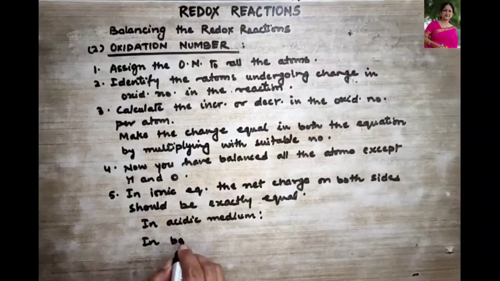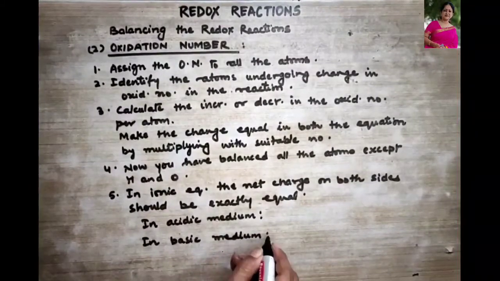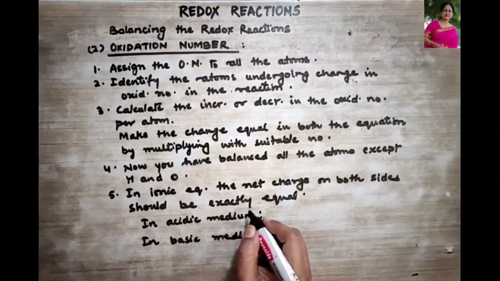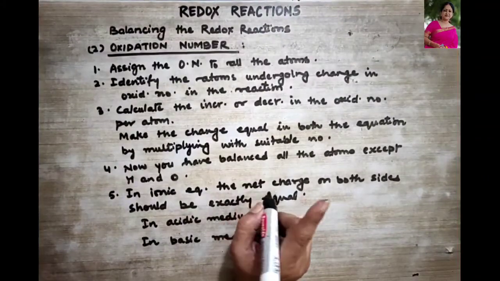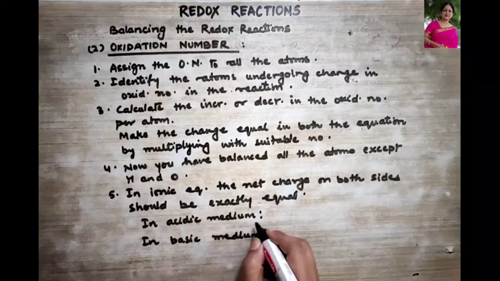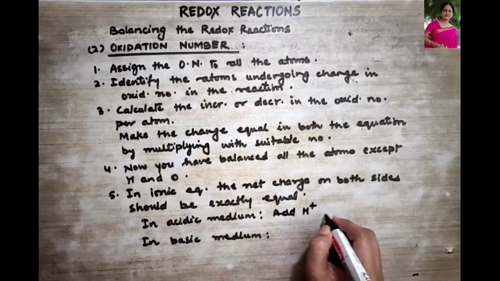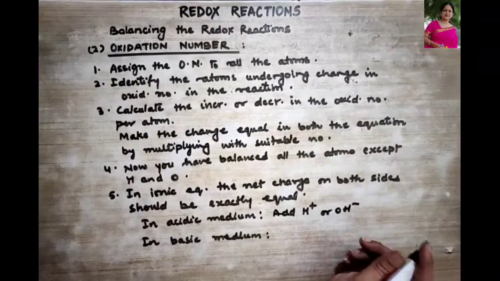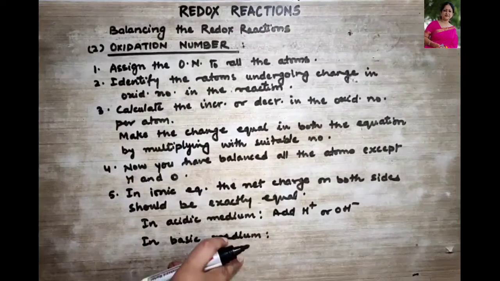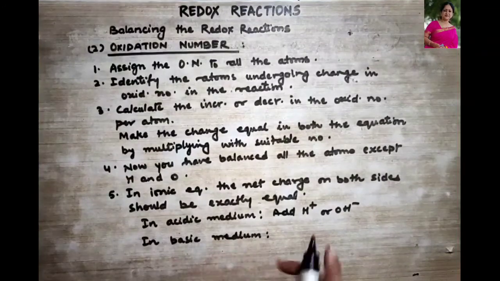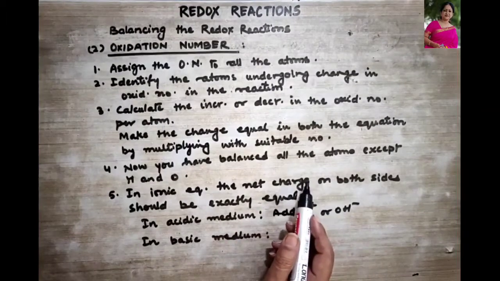Now, what do we have to do if the reaction is in the acidic medium and if the reaction is in its basic or alkaline medium? In acidic medium, we use hydrogen ions or hydroxyl ions, as we had done in the previous method also. So we add hydrogen ions or hydroxyl ions in the acidic medium. But what do we do in the alkaline medium? Over here we first do not add hydrogen and hydroxyl ions to balance hydrogen and oxygen.